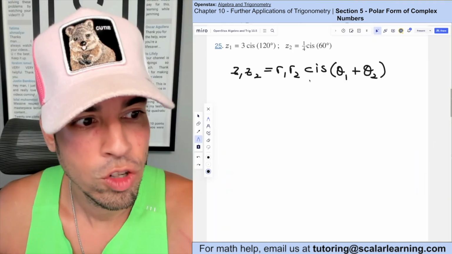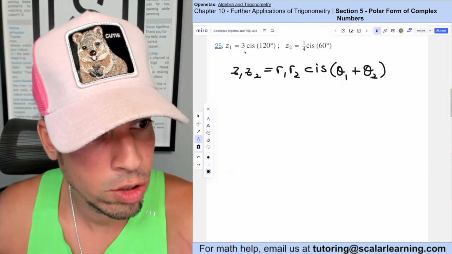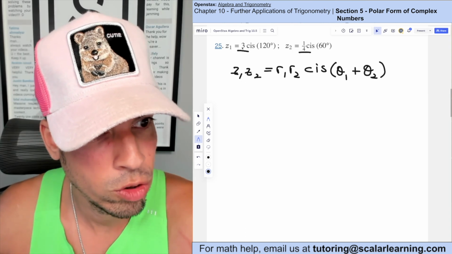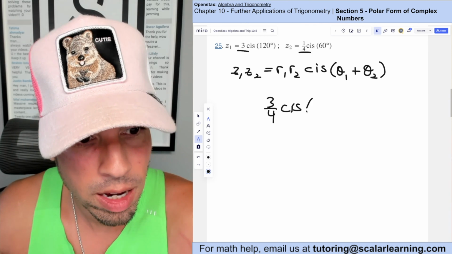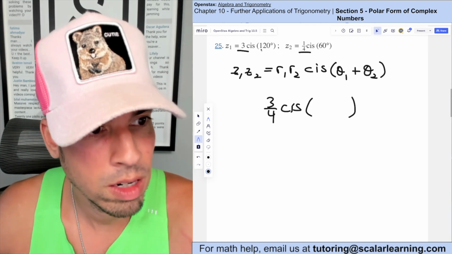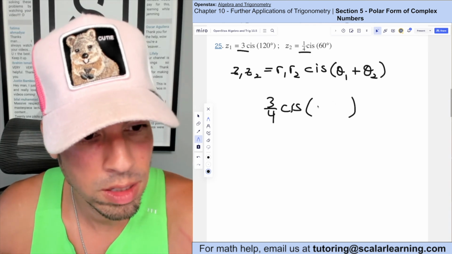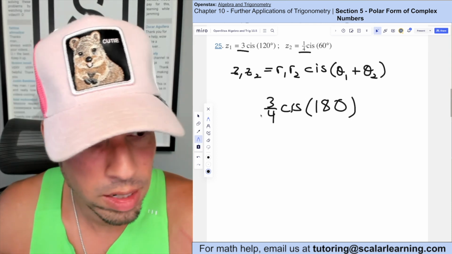Boom. So for this one, we're meant to find the product, and here we multiply r1 and r2. So 3 times 1/4, that's 3/4, and then it's cis of the sum of the theta values. So 120 plus 60 is going to give us 180. That's how you do it.